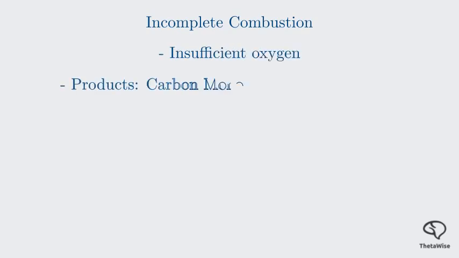Now, what if there isn't enough oxygen? This is called incomplete combustion. It's very dangerous. Instead of carbon dioxide, you produce carbon monoxide, a highly toxic gas, or pure carbon, which we call soot. The carbon monoxide binds to hemoglobin in the blood, reducing its ability to carry oxygen. That's why having proper ventilation is critical when burning fuels.